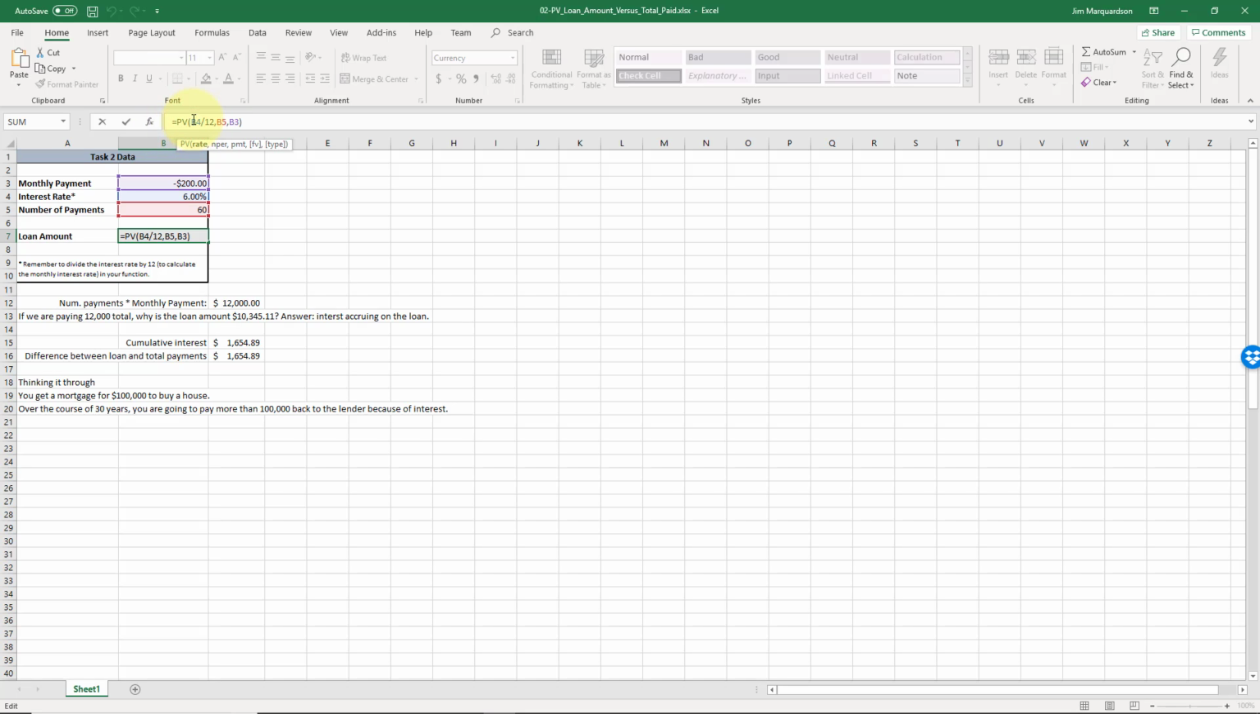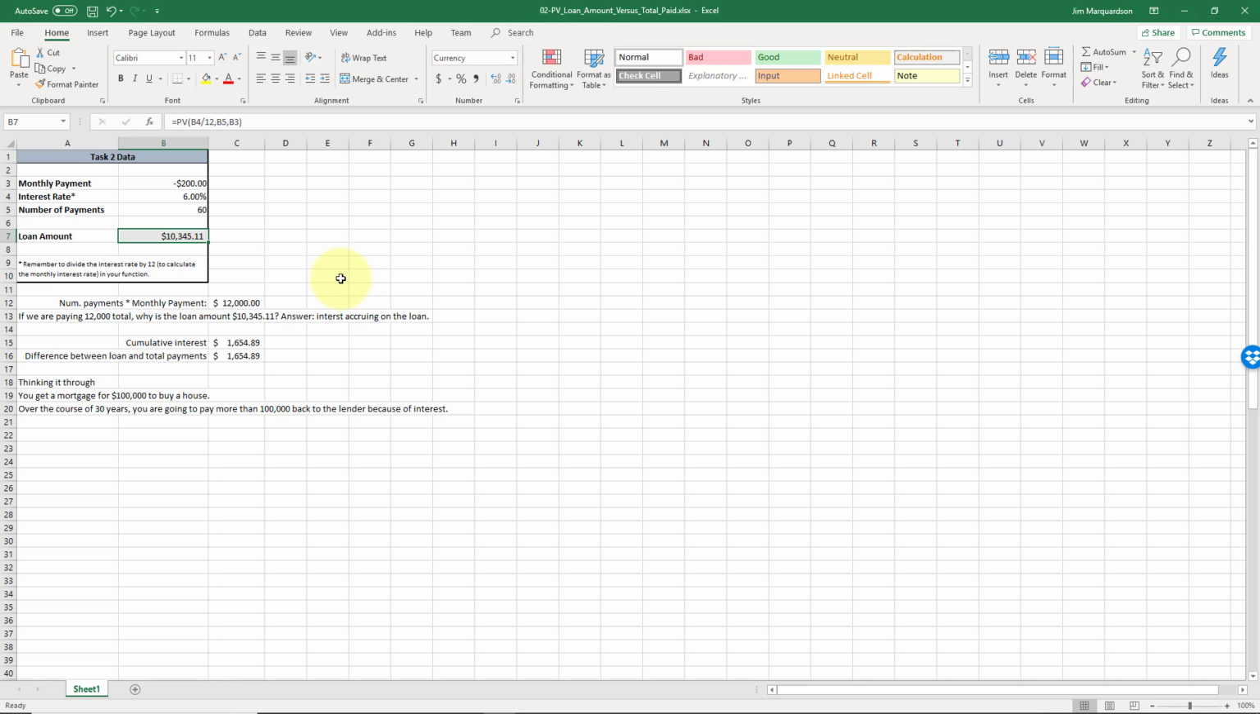So it's dividing the interest rate by 12, turning an annual rate into a monthly rate. It's a 5-year loan, so that's 60 payments, and the monthly payment is $200. So these are all in terms of months. That gives us a loan amount of $10,345.11.